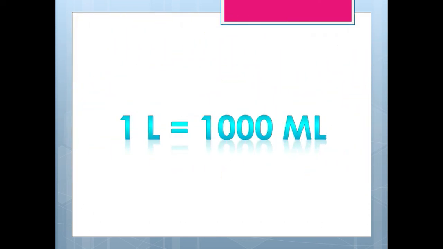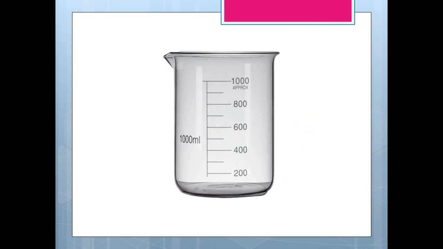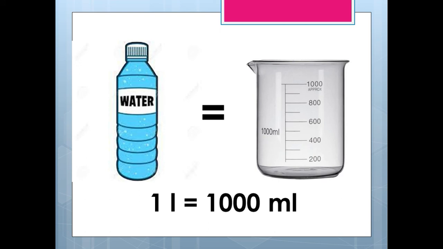See children, 1 liter equals 1000 milliliters. For example, it is a beaker. If this beaker is filled with 1000 milliliters of water, it is equal to this 1 liter water bottle. That is, the water in the water bottle will be equal to the water in this beaker. That is, 1 liter will always be equal to 1000 milliliters.